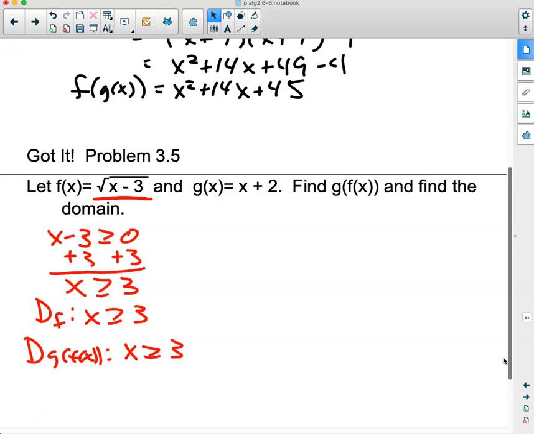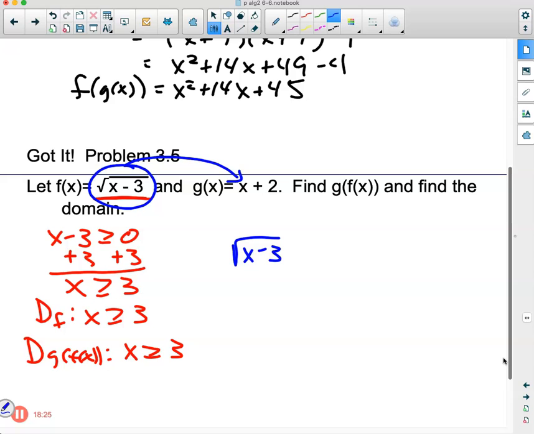Help me out here. Which one goes inside the other one? Where should I start? F. This has to go there. Okay? So square root of x minus 3 plus 2. Can we simplify that? One's the square root and one's not. We can't even put them together. We're done. That's the composition.